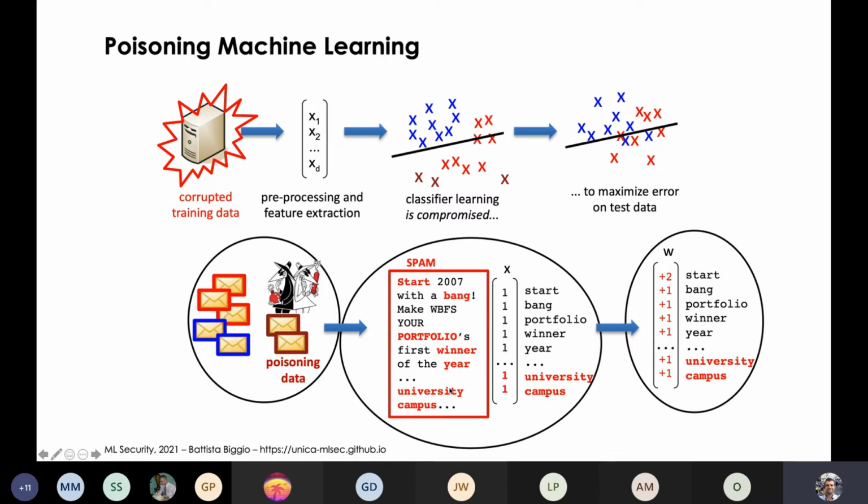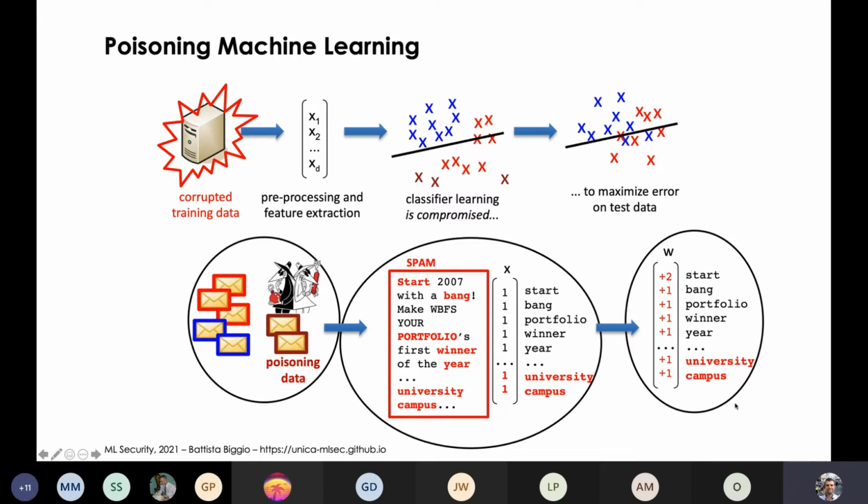For instance, in this case, what you do is you inject a spam email into the training process. And this email, labeled as spam, contains good words. So if you repeat this process over and over, in the end, emails that contain the legitimate words university and campus will probably be misclassified as malicious, because now university and campus are learned as bad words by the filter. So that's the goal of a poisoning attack: to compromise the learning process such that clean test data is now misclassified. Is that clear at this point?